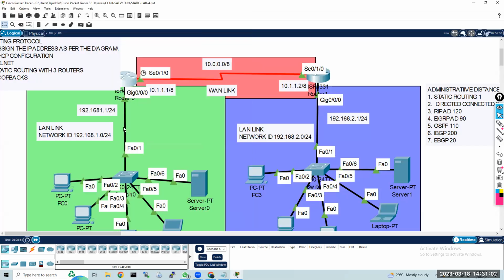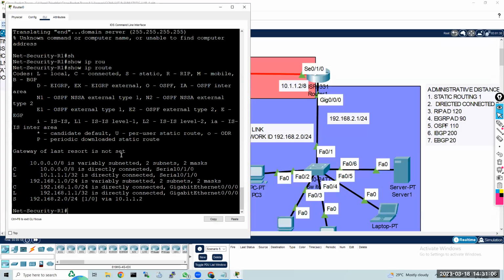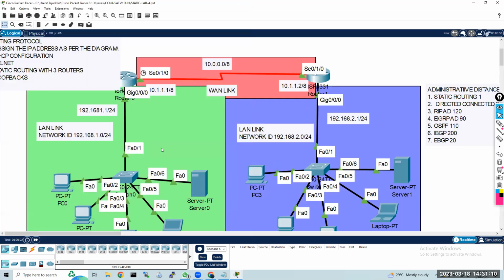Let me increase this so it will go. Show IP route. Okay, so now I am able to reach the network. Correct. So now you check the ping and go to this PDU. As you know, the first packet will be dropped because it's learning the ARP reply. It takes time. The second time you can reach it.